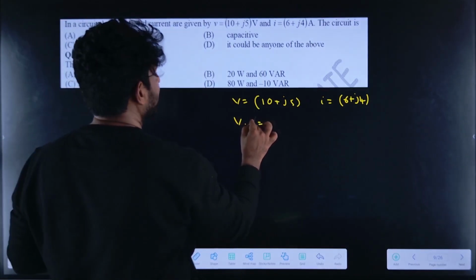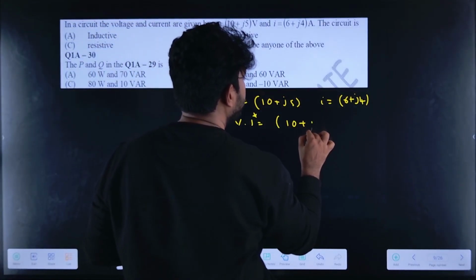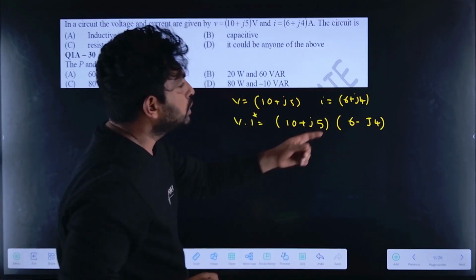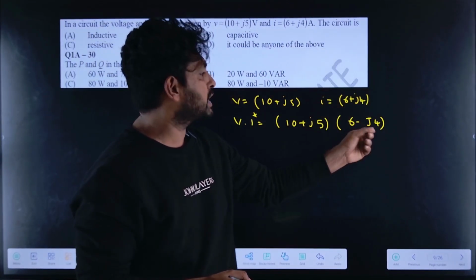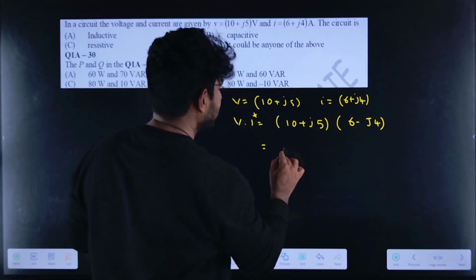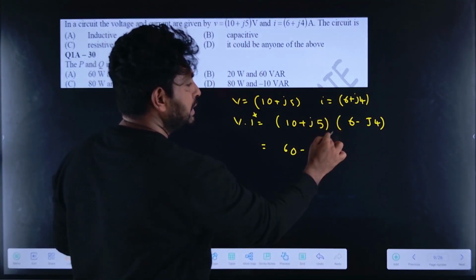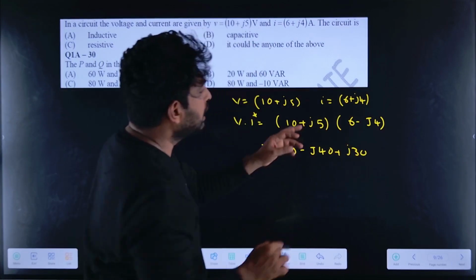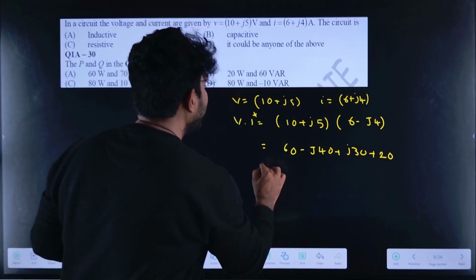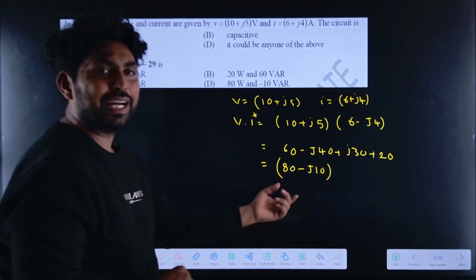So VI conjugate. Let us find the VI conjugate. What is that? 10 plus J5 into 6 minus J4. So conjugate of 6 plus J4 equals 6 minus J4. Now multiply both. 10 into 6, 60, minus J40, plus J30. So J square equals minus 1, minus of minus becomes plus 20. So 80 minus J10. 80 minus J10.